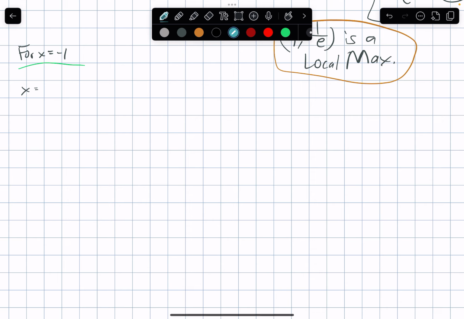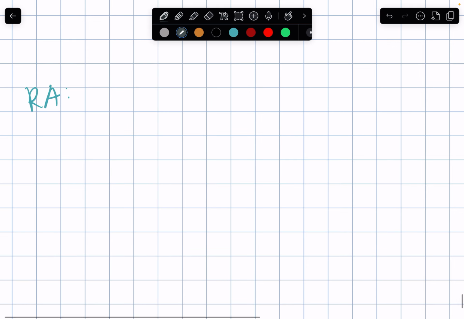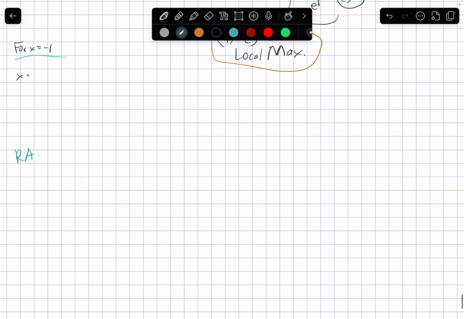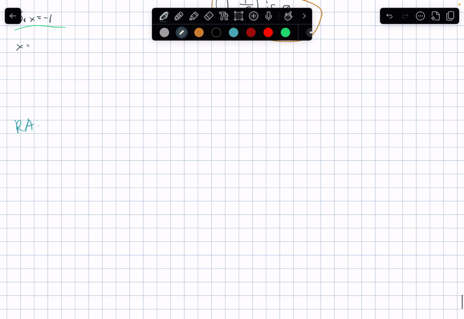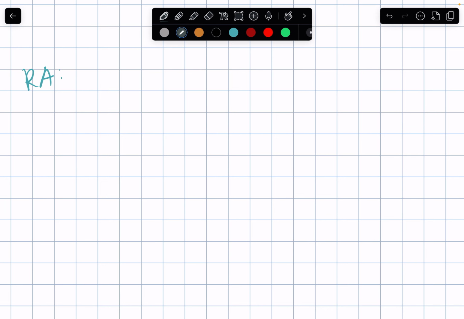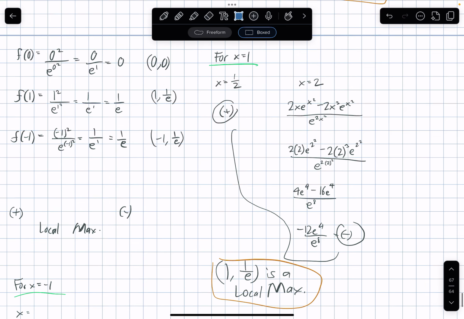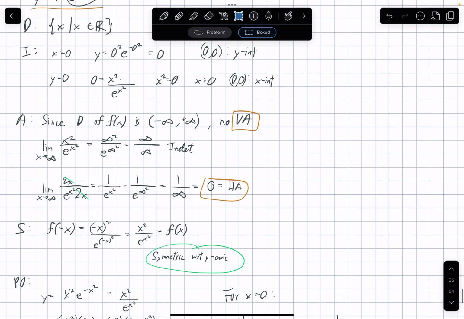So after critical points, we now identify region analysis. So RA, right? So what are the roots? Let's make a table. So where is our function again?